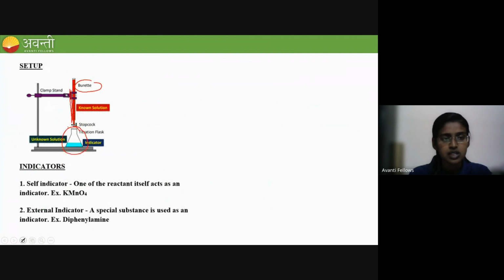Titration flask. We have two different types of indicator, self indicator and external indicator. I told you, KMnO4 is an example of a self indicator. It is one of the reactants, and that reactant itself tells us the color change, so it acts as an indicator. External indicator means you have to add it externally, for example diphenylamine, methyl orange, phenolphthalein. These are the substances used as external indicators. If in the conical flask I have a solution, I add some indicator to it, and that indicator tells me the color change. Those are external indicators.